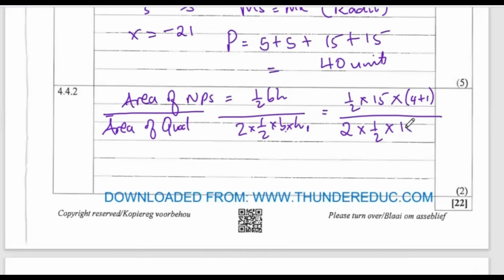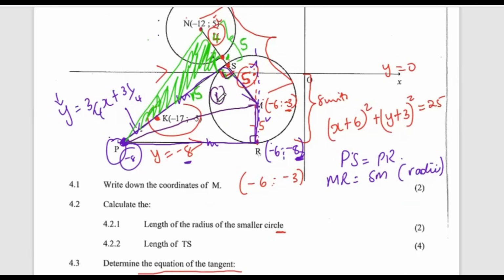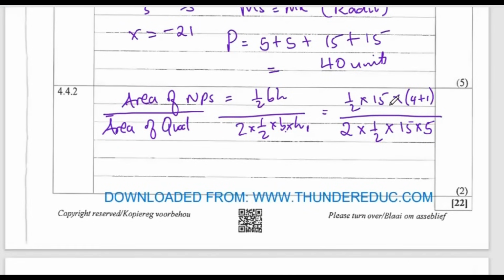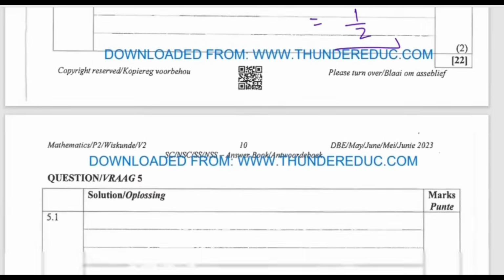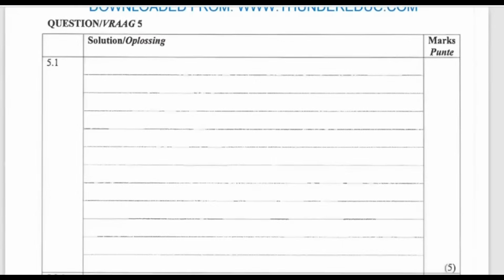Height is 5. So why am I saying 2? Because we have 2 of them. This is number 1. This is number 2. When I combine them, I have the entire area of the whole shape. Okay, so this 15 is going to cancel that 15. This half is going to cancel that half. 4 plus 1 is 5. And then this 5 will cancel. So which means I'm getting a half as my ratio. Okay. That was pretty good. All right. Let's move on.